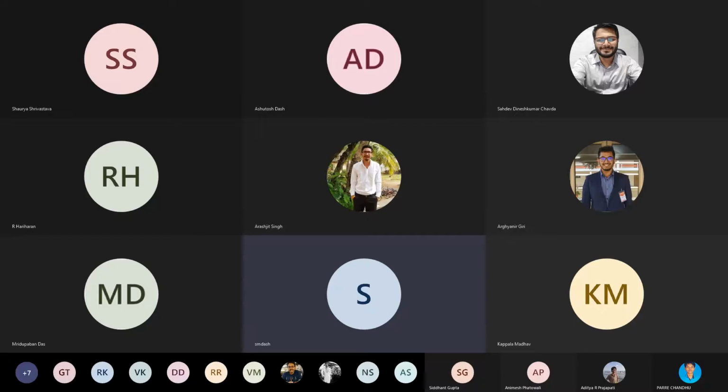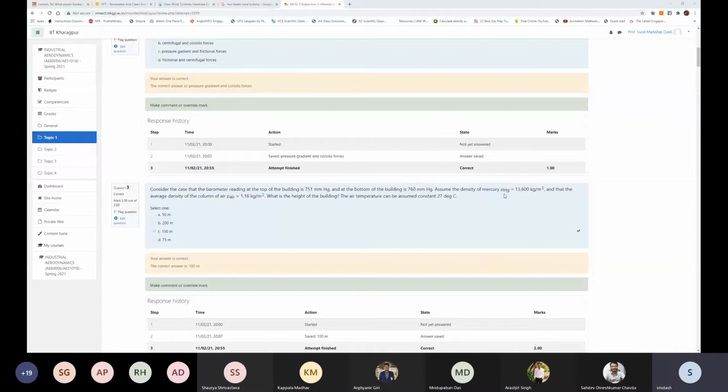760 millimeter of mercury. Assume the density of mercury, rho, as 13,600 kg per meter cube, and the average density of air at that particular location you can consider as 1.18 kg per meter cube. So based on that, you need to find out what will be the height of the building, and the temperature given here is 27 degrees Celsius.